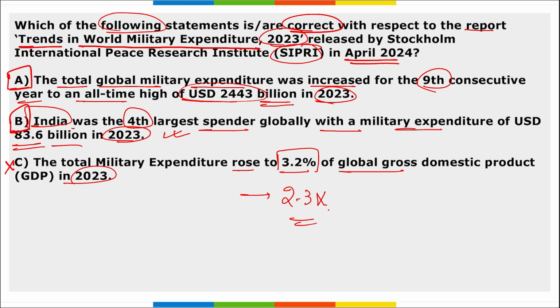If we talk about, as India is the 4th largest spender globally, which is the largest spender? It is USA on the top. On second position, it is China. Then Russia is on the third position, and fourth is our India.